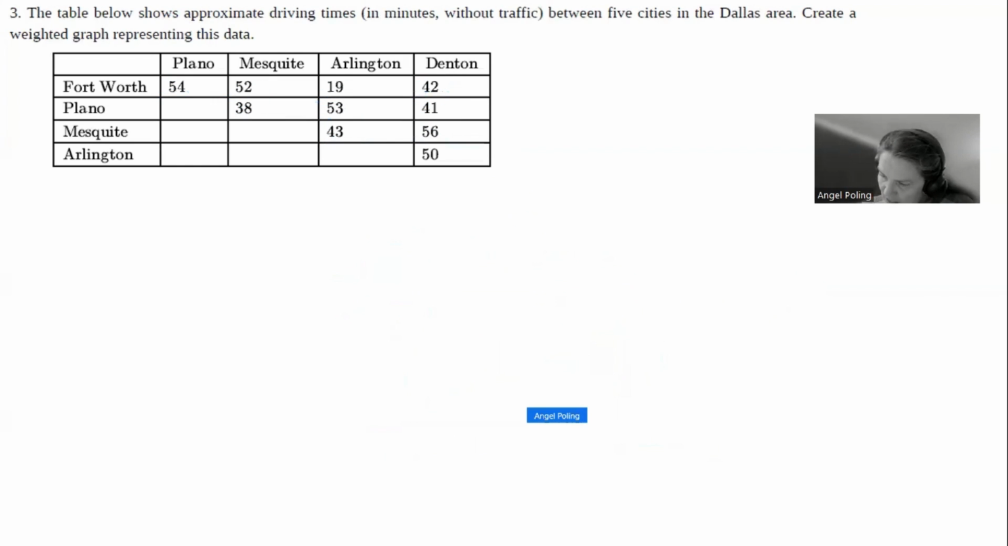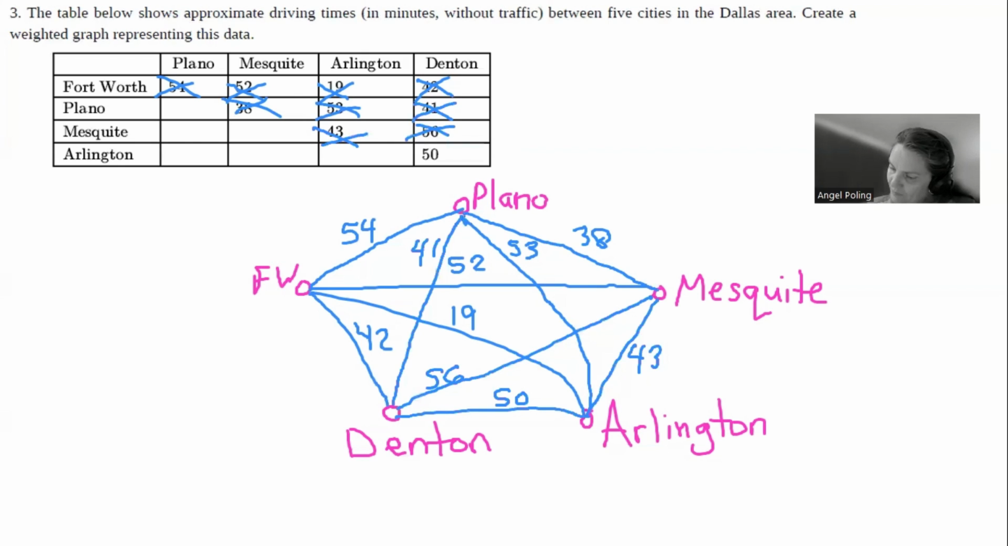Okay, so, oh, oops, that's not what I meant to do. I would move this 52 because I can't quite tell what it belongs to now. So replacing that, Fort Worth to Mesquite, I'm going to call it 52 right here so I can see it better.